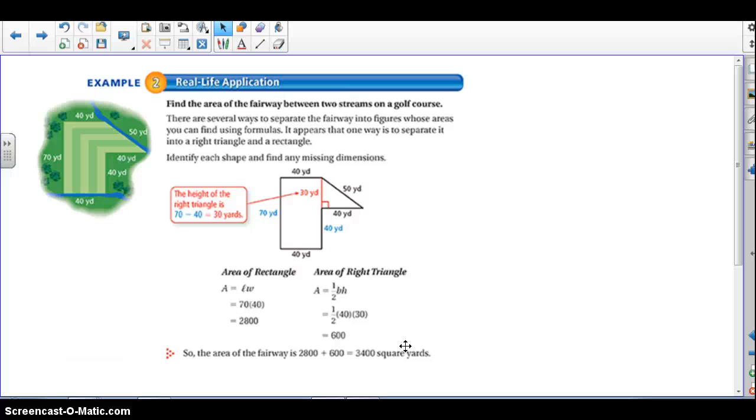Please continue with the practice on page 173, and then check your answers. And that's the end.